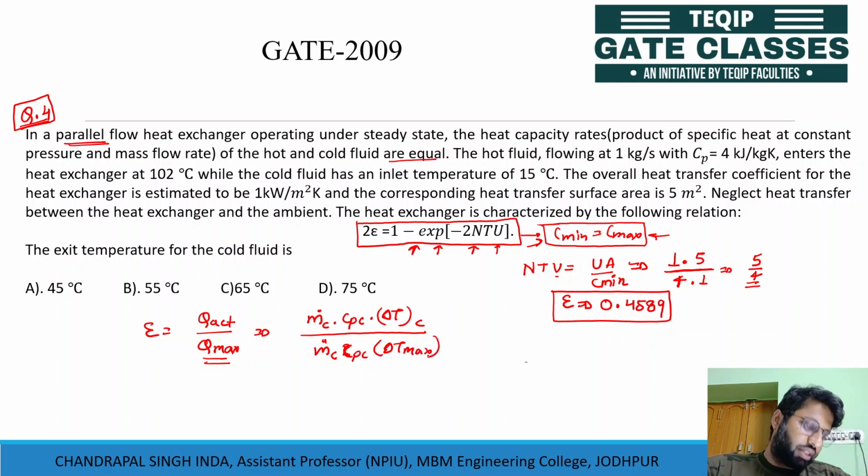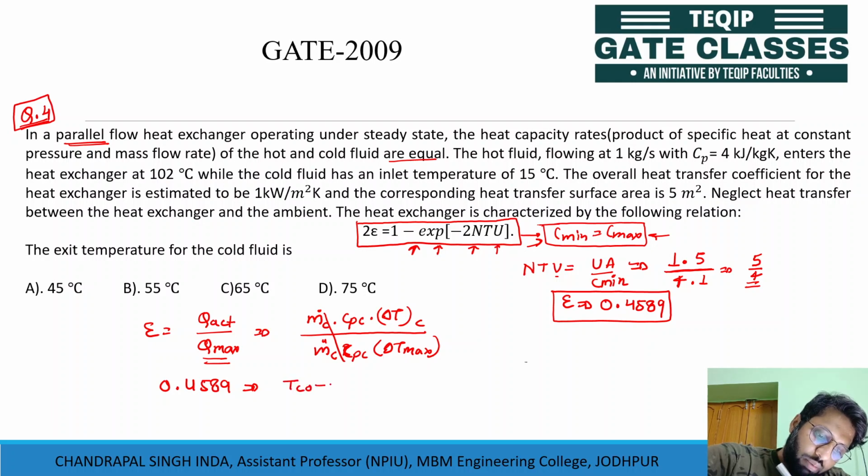So delta T max is available to us, as the inlet temperature of the hot fluid is given and the inlet temperature of the cold fluid is given. Now effectiveness, 0.4589, is equal to delta T C, since this term is going to be cancelled out, which is T cold outlet minus T cold inlet divided by T hot inlet minus T cold inlet.